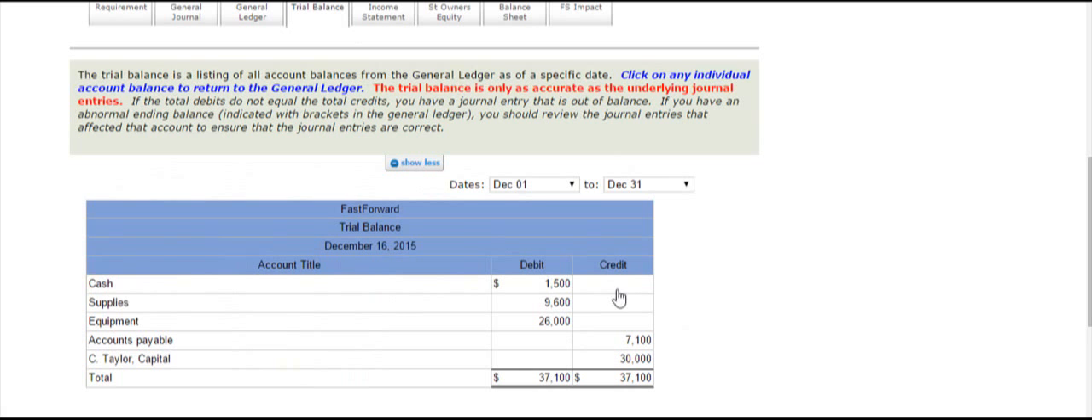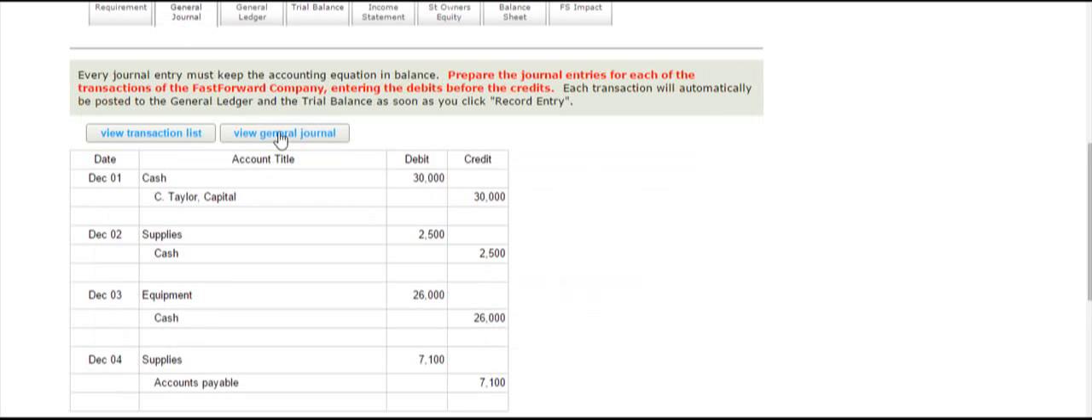The trial balance just is a listing of all of your accounts with their balances, debit or credit, and the point of it is to show that your debits and credits are equal. Let's go back to the general journal.